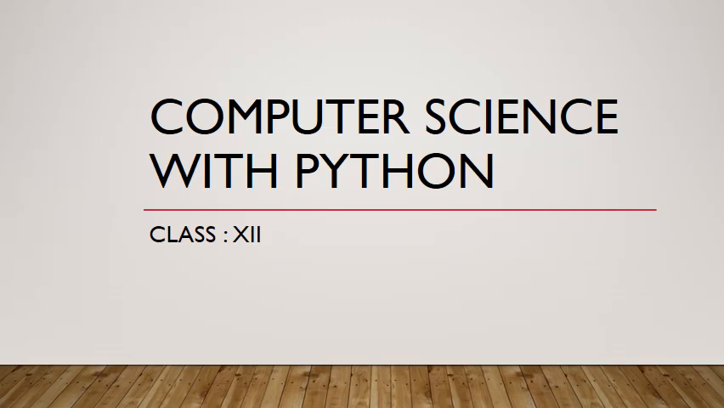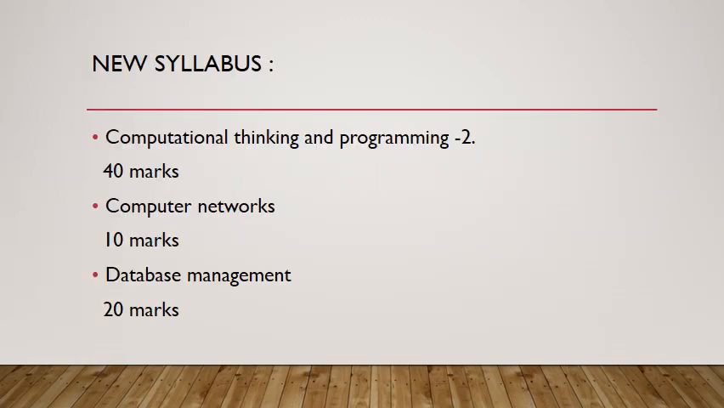It's my second video. In the first video, we discussed the syllabus of computer science. But now CBSE has made some modification in your syllabus. As you can see, your syllabus is now divided into only 3 units: computational thinking and programming part 2 in 40 marks, computer networks in 10 marks, and database management in 20 marks.